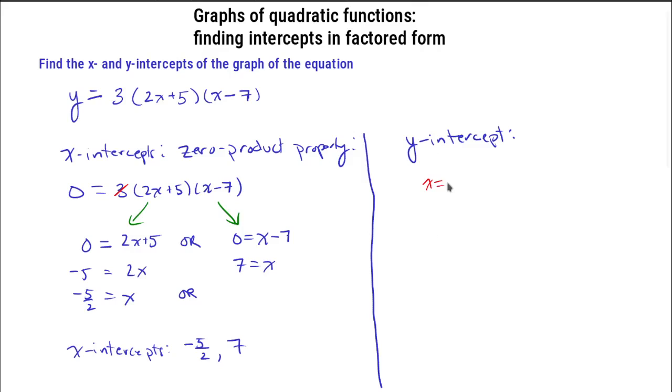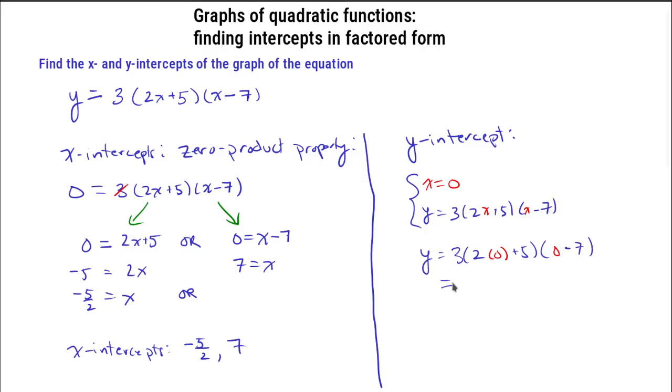x equals 0. And in our original quadratic equation, y equals 3 (2x plus 5)(x minus 7), we plug in, and sorry, I should have color coded those variables there. All right, now we plug in x equals 0 here and simplify using order of operations. So y equals 3 times (2 times 0 plus 5) times (0 minus 7).